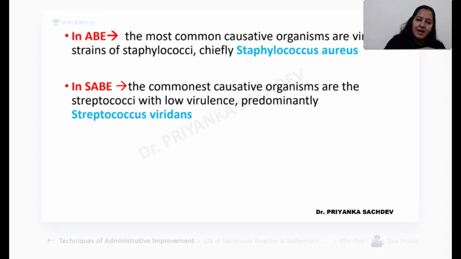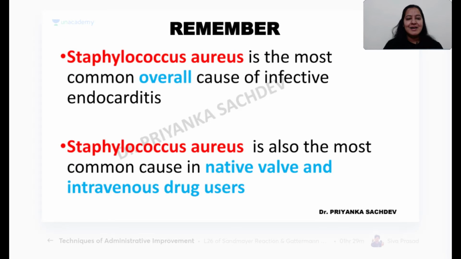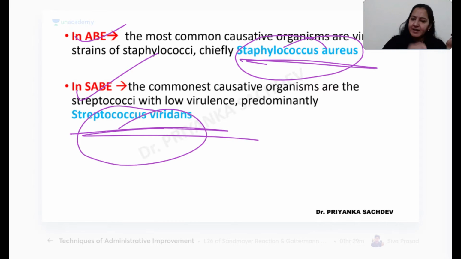Etiology is bacteria. In ABE, it is Staph aureus. In SABE, it is Strep viridans. So we are done with it. Some important points: if I ask you the most common bacteria for ABE, your answer will be Staph aureus. Everyone knows. What is the most common bacteria for SABE? Your answer will be Strep viridans.